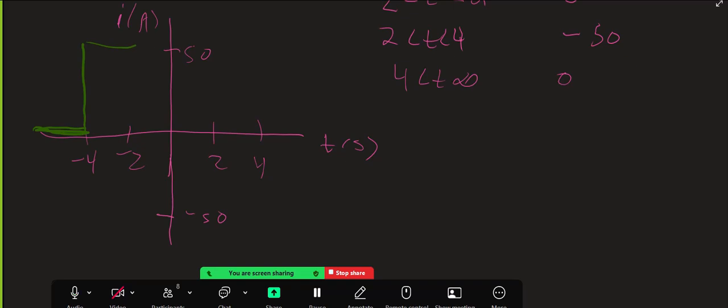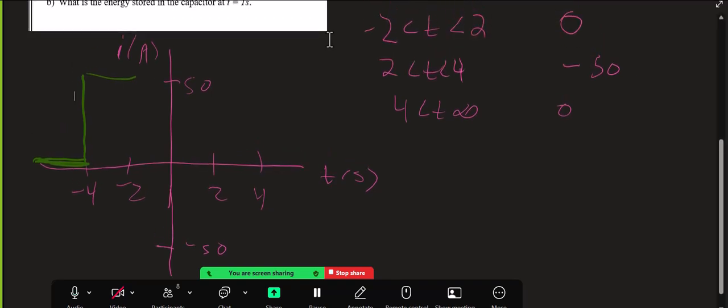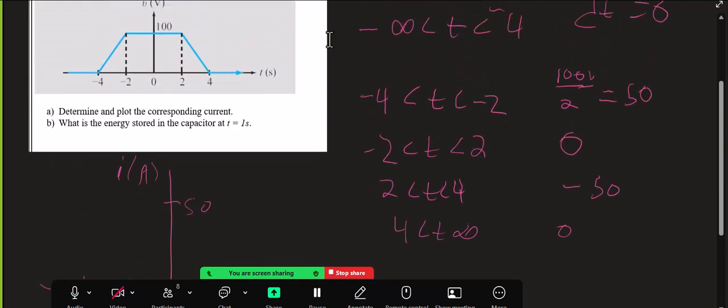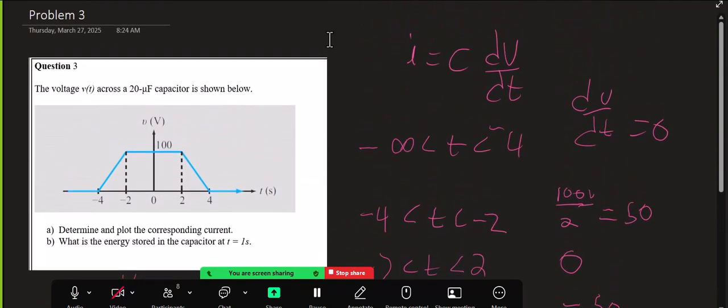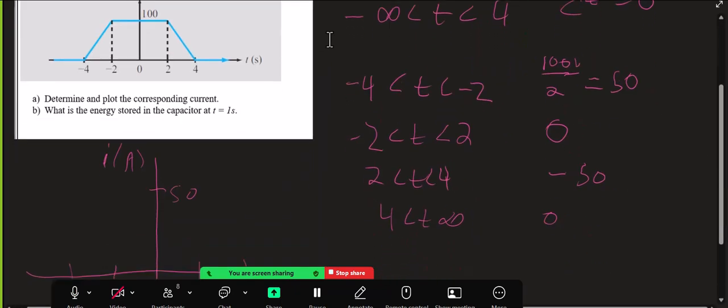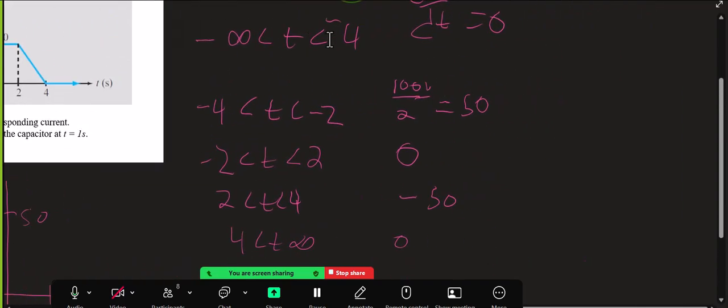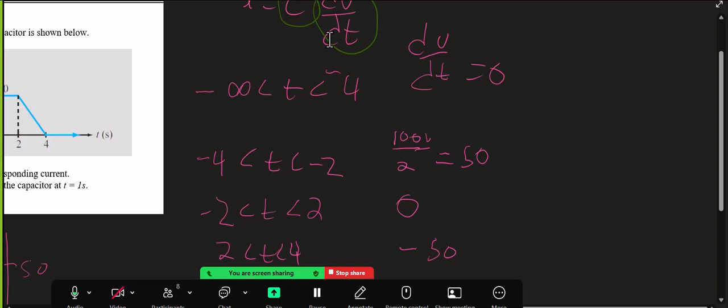I was just wondering if that 20 microfarads ever comes in. It does, yes, thank you. So this is not right, because I always forget to multiply. I got the dV/dt, I didn't get the C. So the C is the 20 microfarads. So I have to multiply each of these by 20 times 10 to the negative 6.